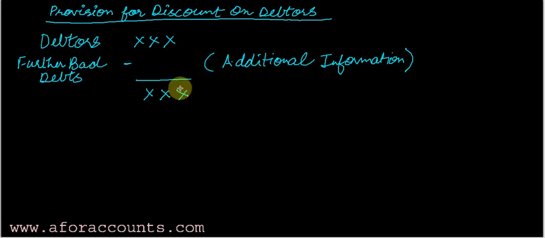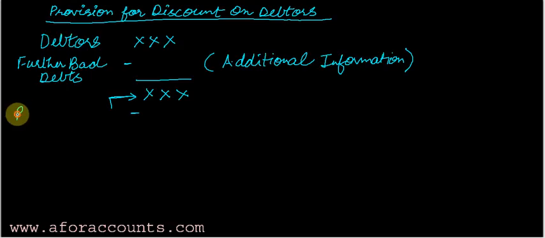Now, make a provision for doubtful debts. First, make a provision for doubtful debts. Don't directly jump onto provision for discount on debtors. Again, a very important point. Whatever is doubtful needs to be provided first, and then only on the remaining good debtors can you provide a discount. Remove the doubtful first. Important rule. Say it is 10% or 5%, so less on this amount you will calculate provision for doubtful debts.